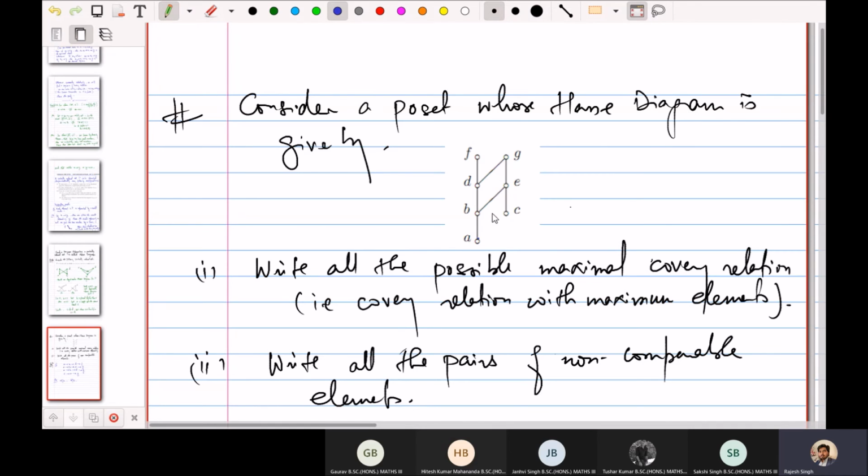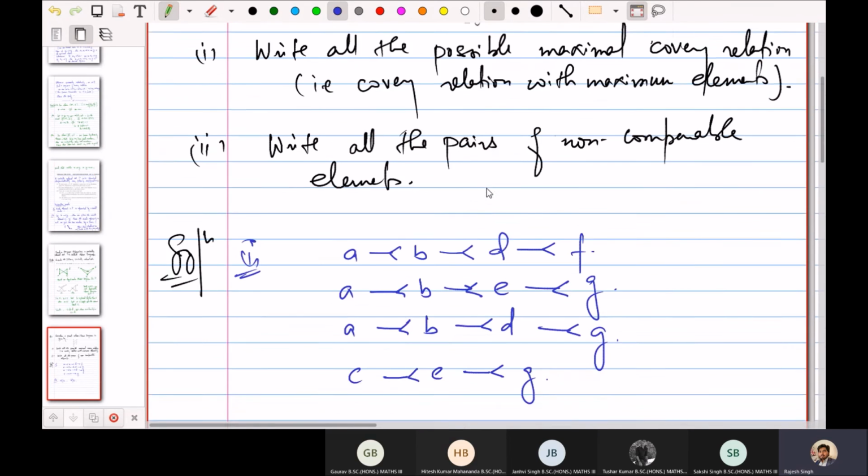Okay. Now come to C. Which ones are there with C? C and B we have already written, A also we have written. E and G are comparable. C and D is not comparable, right? And C and F are also not comparable.